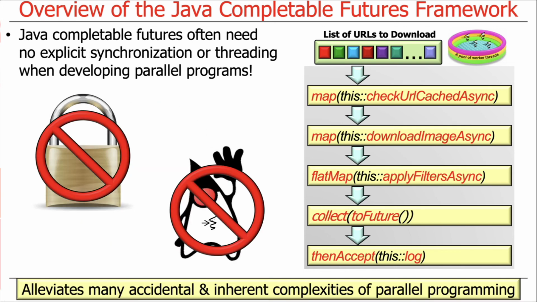Another nice aspect of completable futures is you rarely need to use any explicit synchronization. You don't need to use locks often, and you probably don't need to spawn threads directly when you program with the completable futures framework. And that will alleviate many inherent and accidental complexities of programming with parallel computing. So you're better off, as you've learned, hopefully, by looking at the implementation code for parallel streams, you're much better off not having to write threads yourself. You're shielded from those kinds of details.